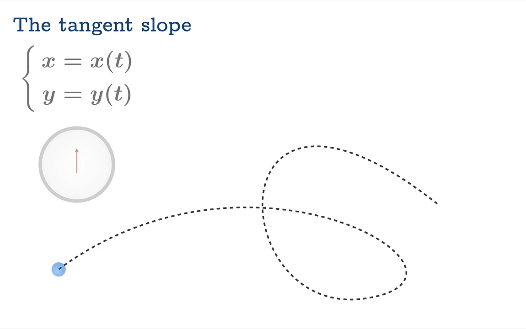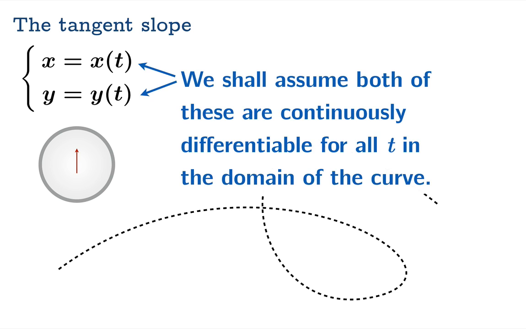So let's get to some calculus. Suppose we have parametric curves. So we're keeping track of the motion of a particle in the plane. And for the rest of this discussion, we're actually going to assume that both coordinate functions are continuously differentiable for all time in the domain of the curve.